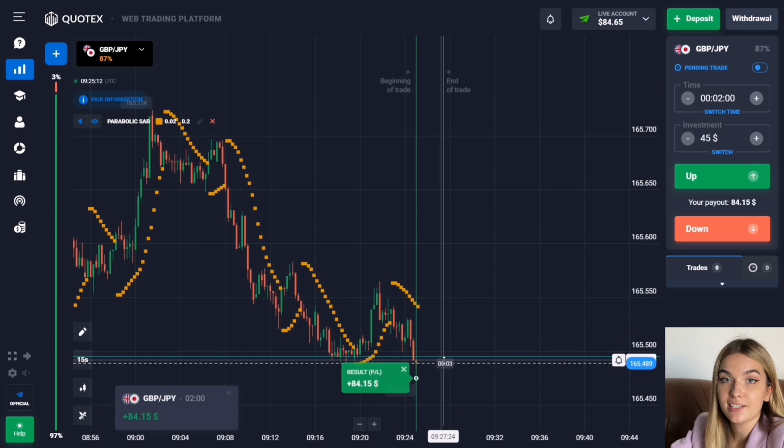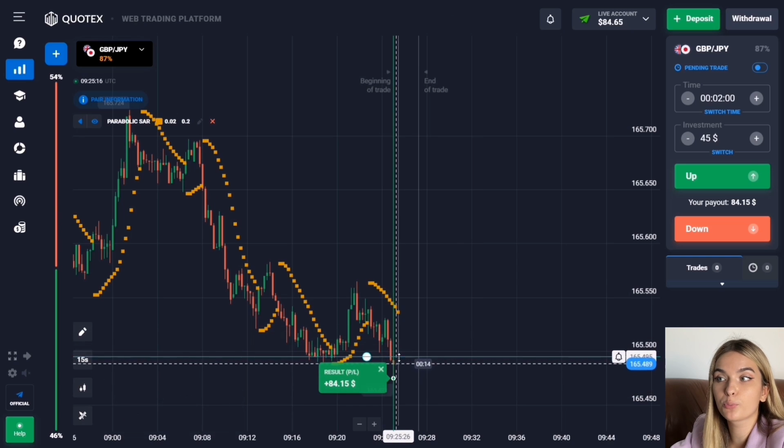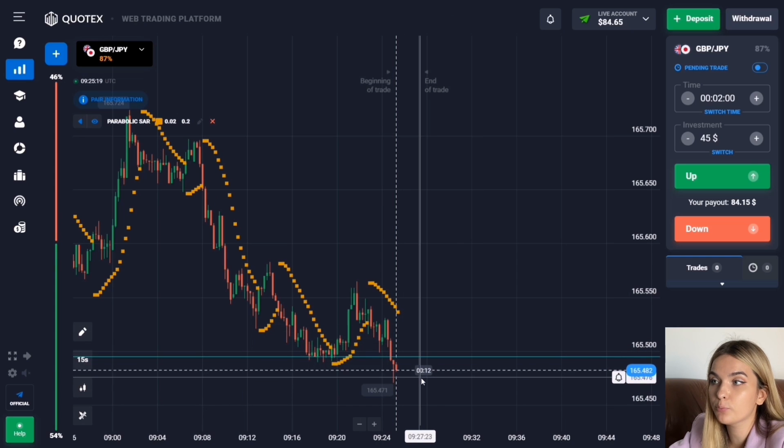Okay guys, that's a great result. The price really continued to move down and this level was broken through and we get a confident profit. So this indicator works fine.